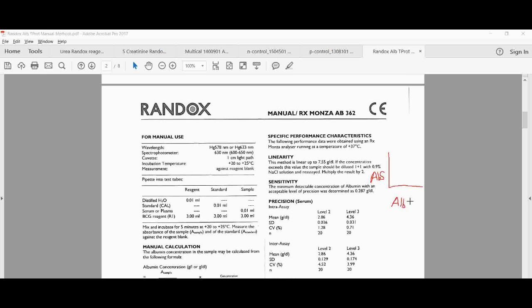Albumin in gram per liter. So if you plot the concentration of a known substance, the standard, on here, and you plot the absorbance on here, and if you recall back when you did this standard curve, you did serial dilutions of a standard, and you plotted it on here, and you determined the absorbance of that, and then you obtained a straight line.